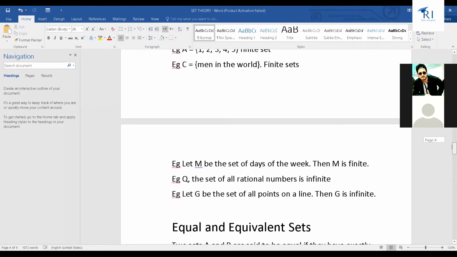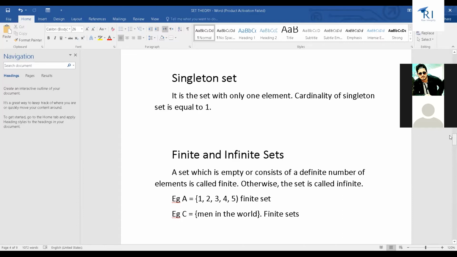And Q is the set of all rational numbers. If we need to represent Q, the set of all rational numbers, it's impossible because the numbers are non-ending. So the non-ending ones are known as infinite sets, whereas the ones that have a definite number of elements are known as finite sets.